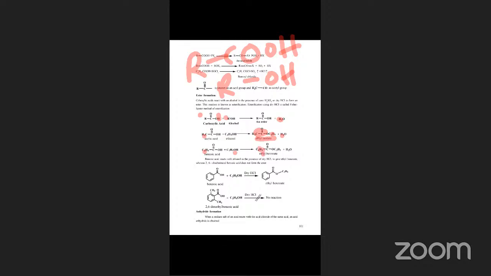This is R, C double bond O, R. So that is known as esterification, very, very important. This is the chemical property of carboxylic acid and preparation method for ester.